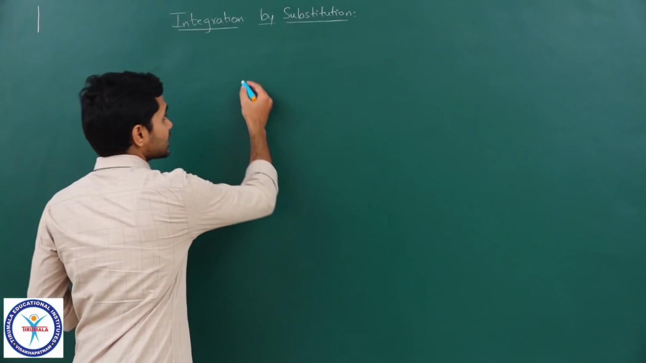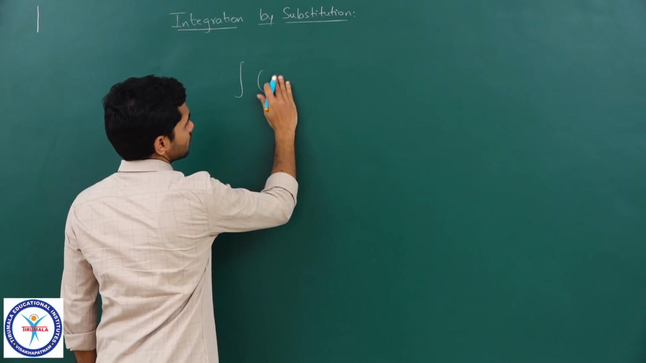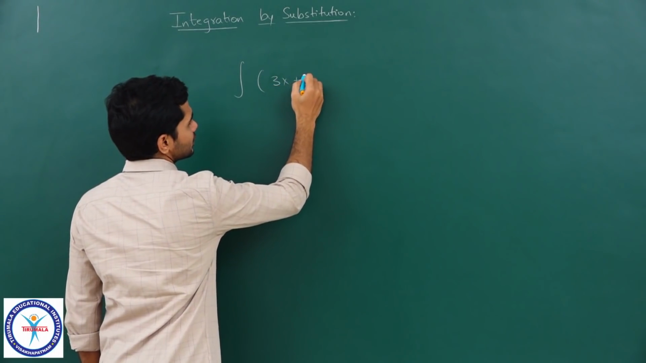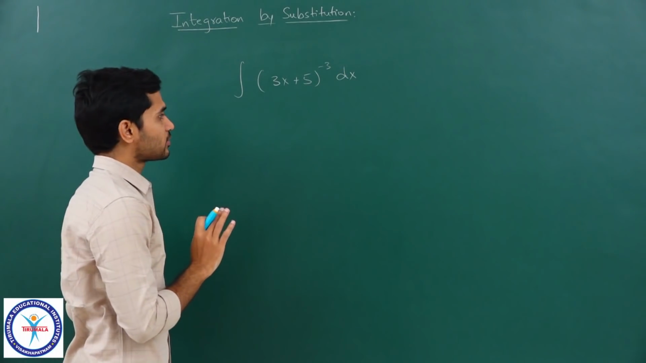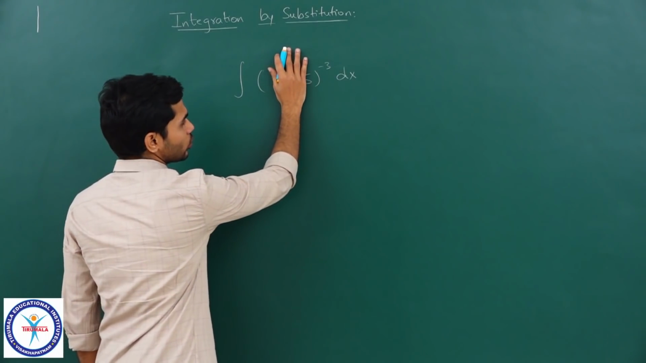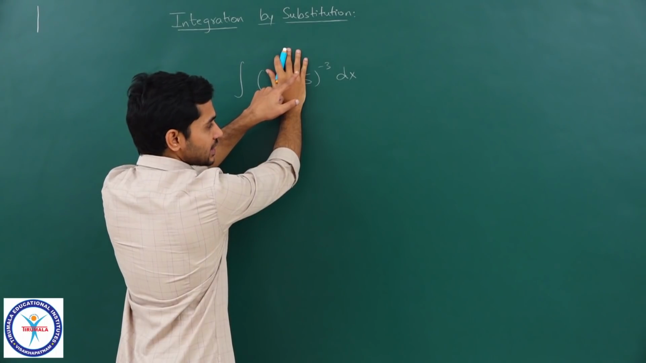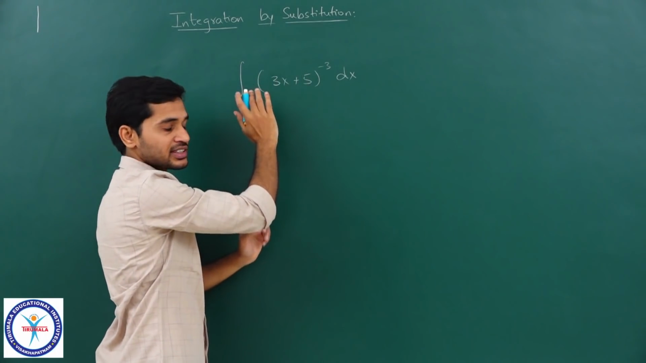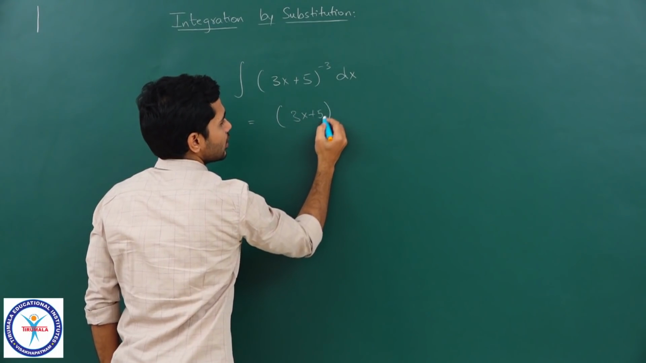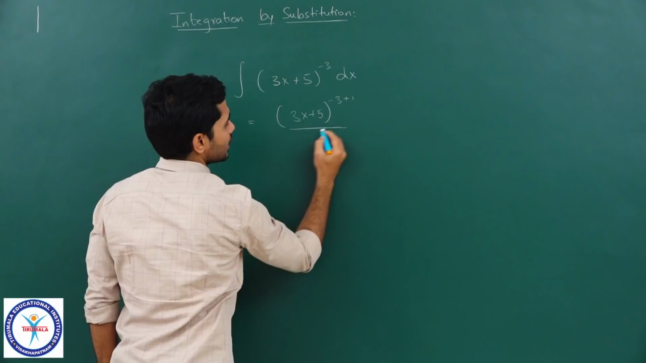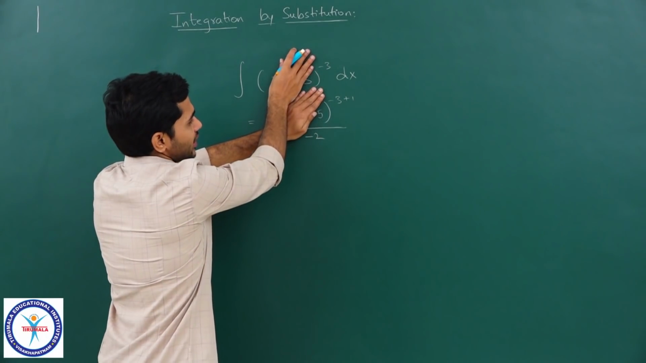So, students, let us take one more. This time let us say integral of 3x plus 5 power minus 3 dx. Once again please observe how I am approaching this. I am not looking at what is inside. Power minus 3, when I integrate that with respect to the same term which is inside, what will I get? I would be getting 3x plus 5 power minus 3 plus 1 by minus 3 plus 1, which is minus 2. I did not even look at what is inside, you can forget about what is inside.